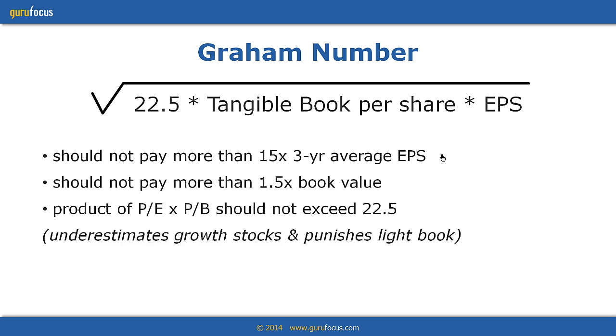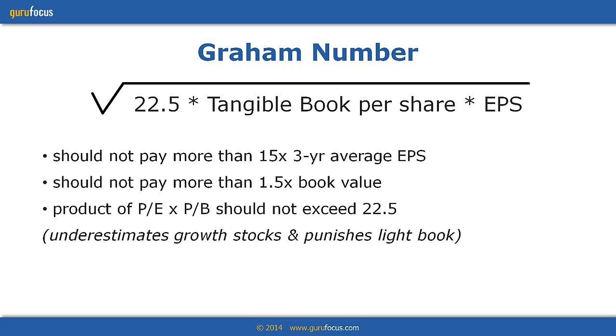So as mentioned, it underestimates growth stocks, right? Because it doesn't give you the allowance for paying a higher multiple for a company that's growing faster, and it also punishes light book value. I mean, some companies tend to be very resource heavy. They've got lots of PP&E, lots of cash, lots of inventories. Others are not. So there are some really good companies out there that trade at 4 and 5 times book, not because they're inflated, just because they don't carry a lot of assets on paper.